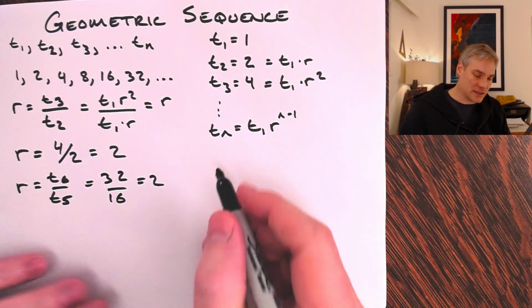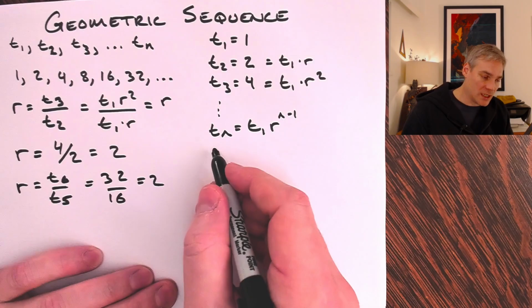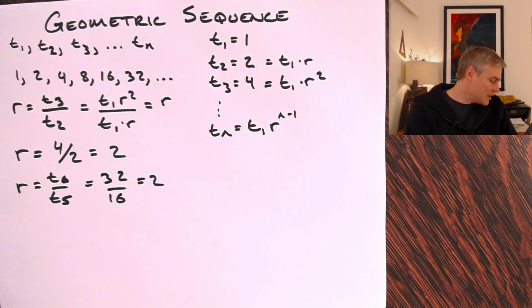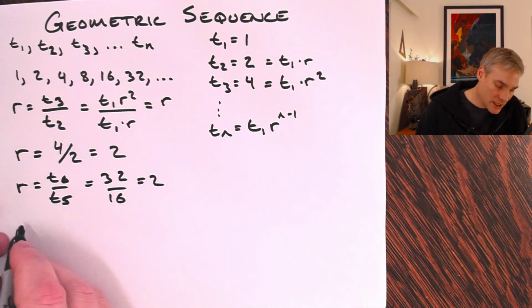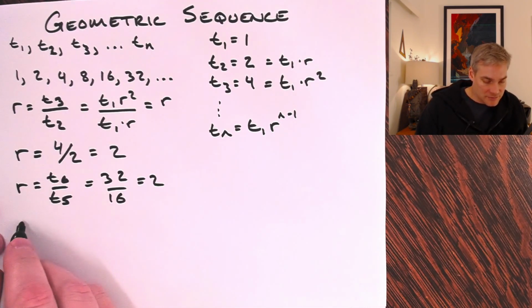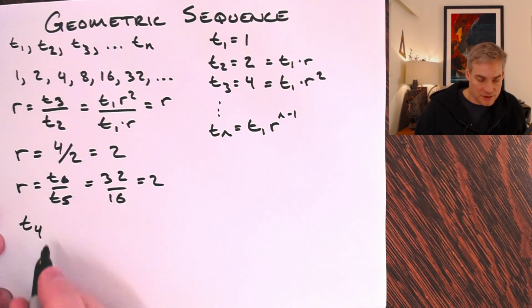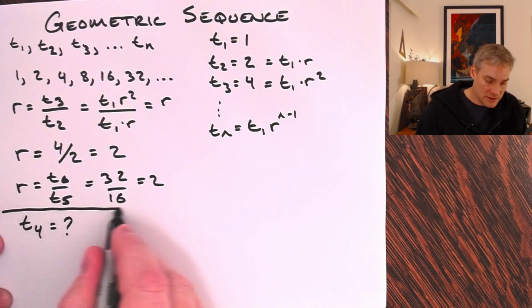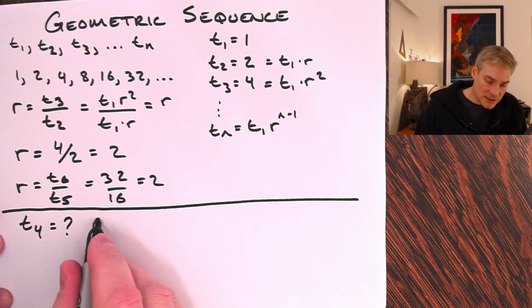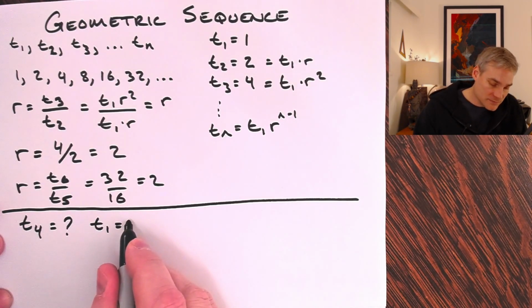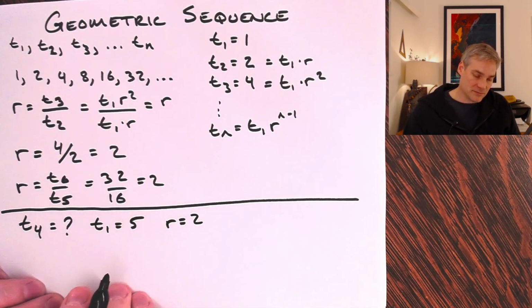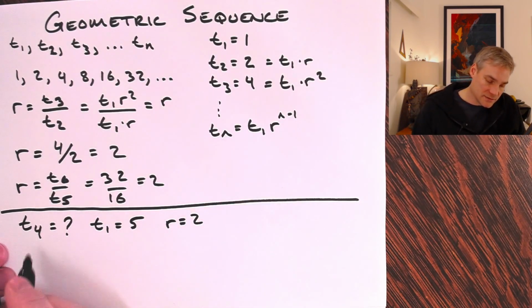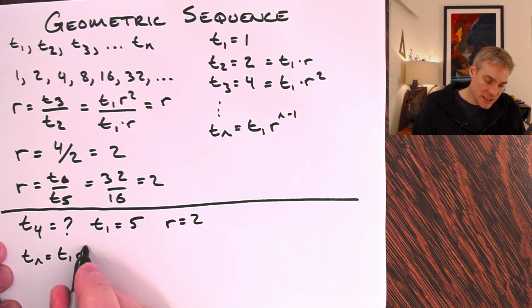So now we've got a definition for our general term, and we can essentially go through and find various types of problems. Like, what if I want to find t4? Like, what is this? And all they say is t1 equals 5, r equals 2. Well, if I go to tn, well, tn here is t1 r to the n minus 1.